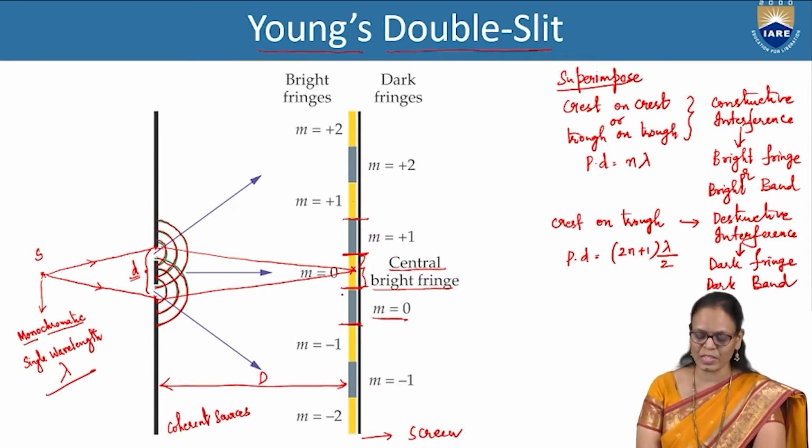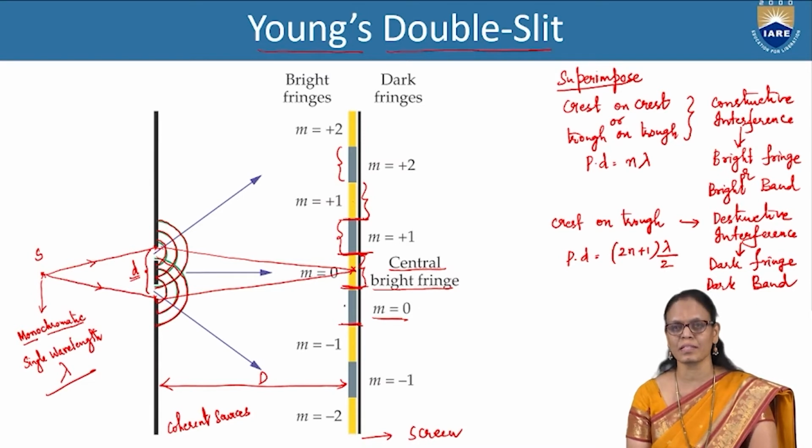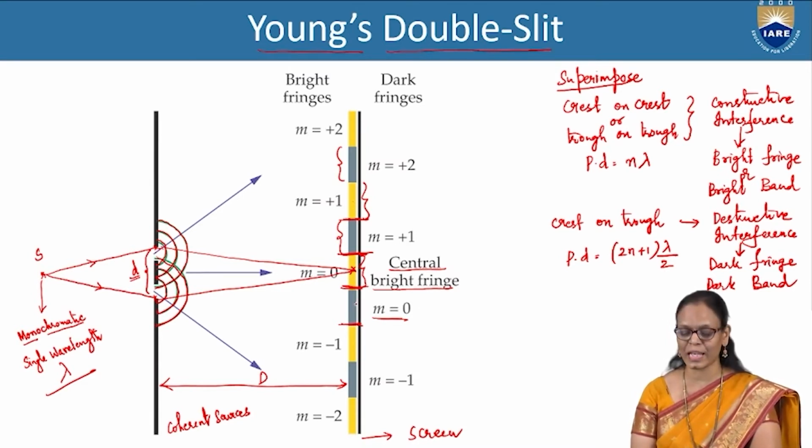If you see, this is the width of the bright band. This gives us the width of the dark band. This is for the bright, this is for the dark. If you see here in the diagram also, the width of these fringes is the same. Now we are going to see the expression for this fringe width, and we are going to do some numericals based on this fringe width.